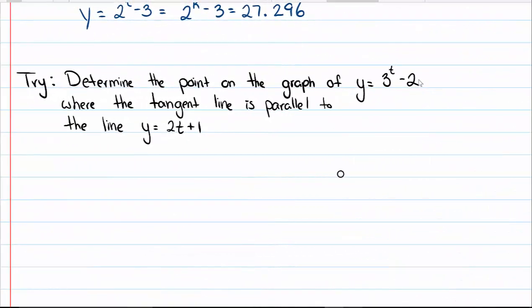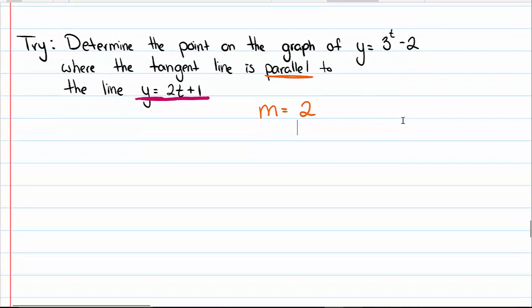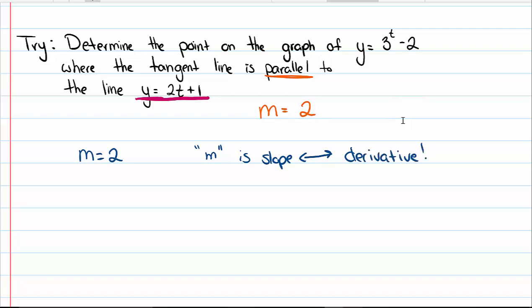All right, good job. So if the tangent line is parallel to this line right here, that means that the slope has to be equal to 2, because parallel lines have the same slope. So what we want to do is figure out where m equals 2. Well, remember m is slope, which is the derivative. So what we want to do here is set the derivative equal to 2.